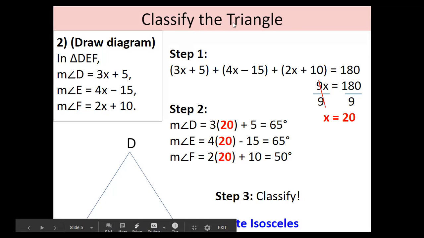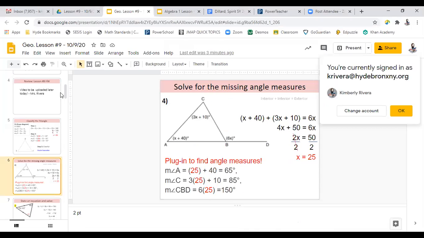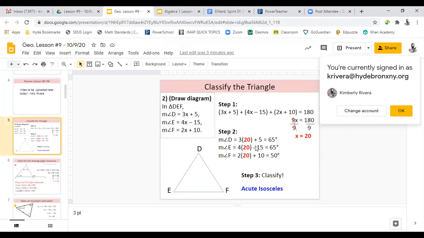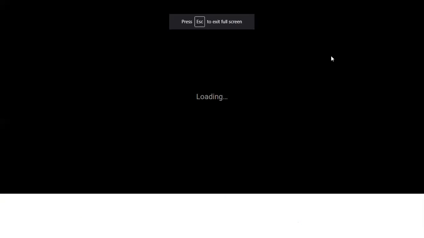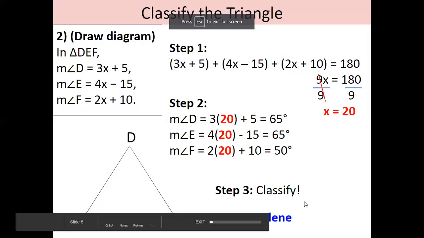So I'm going to exit out of this really quick and fix those errors for you. So this is the first one, right? Oh no, it's correct. It's minus 15. But this is supposed to be acute scalene. Okay. And let's go back to presenting.